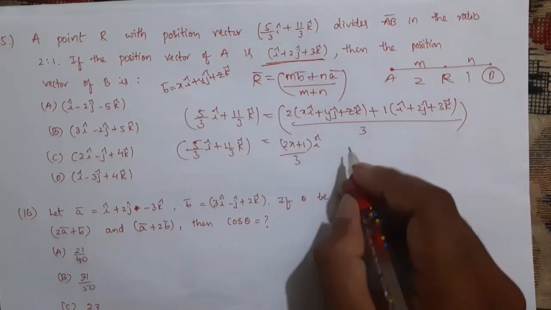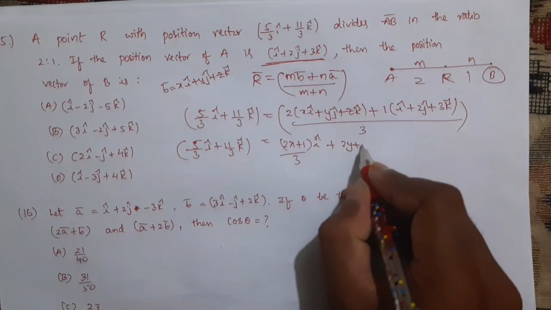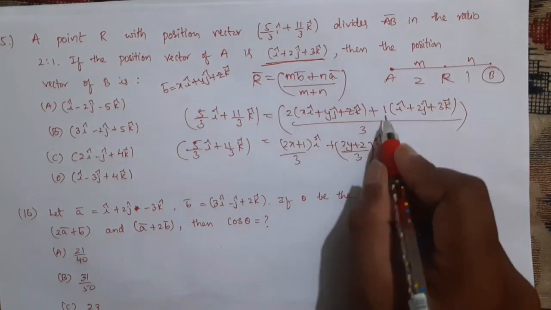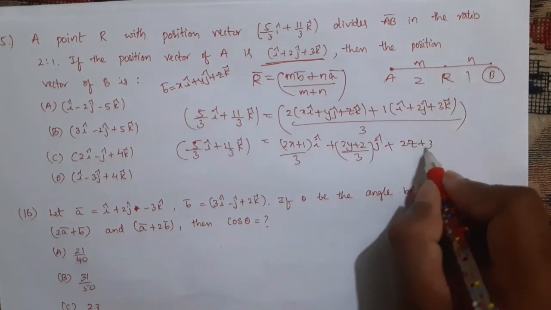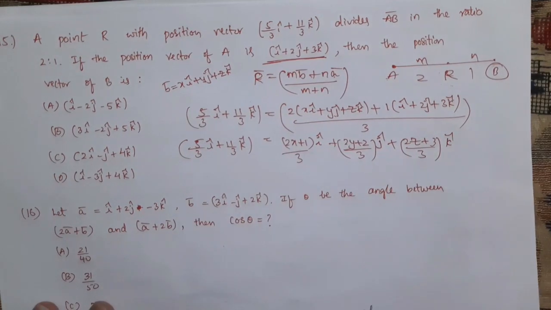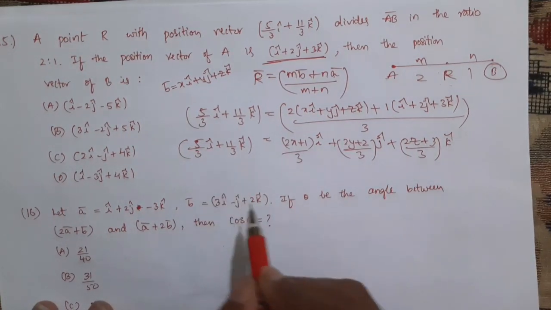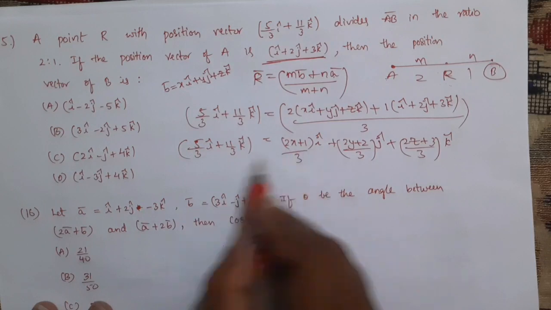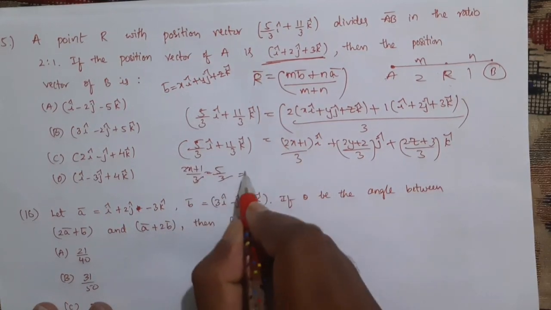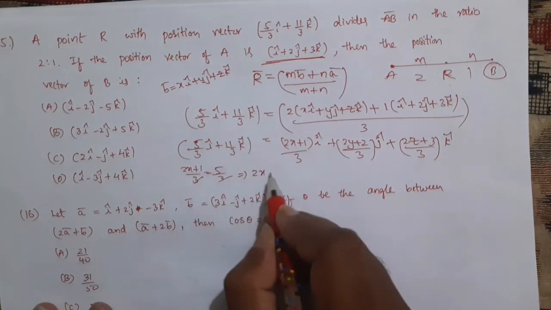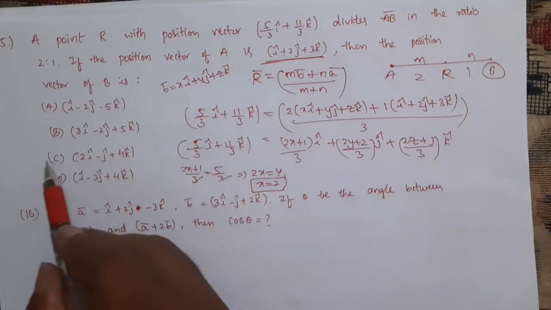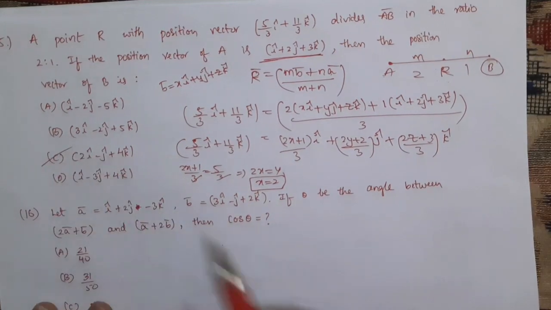And then (2y plus 2) by 3 into J cap, we need to split this. Next, (2z plus 3) divided by 3 into K cap. Now if we equate this we will get the values. So if we equate 5/3 to this, 2x plus 1/3 equals 5/3, the 3 cancels, 2x equals 5 minus 1, which is 4, then x is equal to 2. See, x equal to 2, only option C has x equal to 2. So this will be the correct answer.